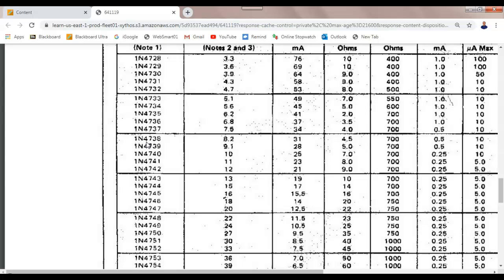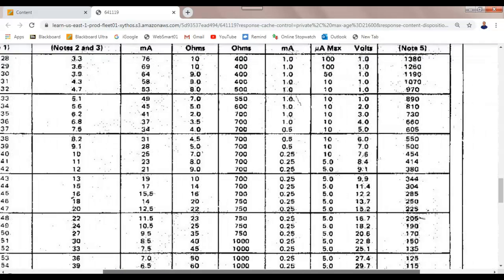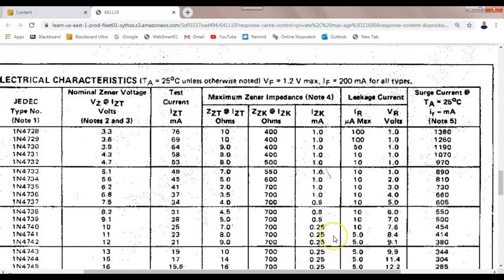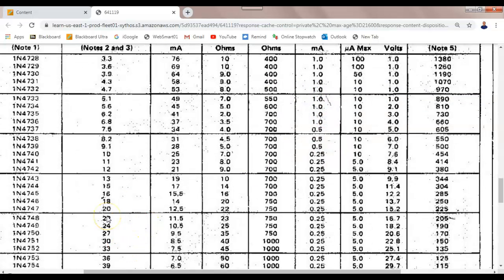Okay, so 1N4738. The A would be 5%. And if it doesn't have the A, it's a 10%. And of course, the other thing that we need off here, we know these are all 1 watt Zeners. So the only other thing we need out of this is IZK. So IZK for the 1N47.